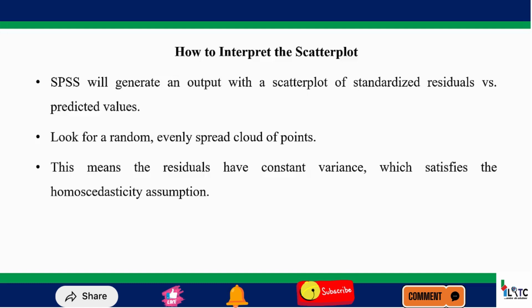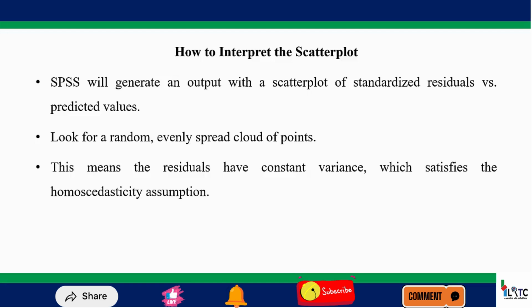You must just ensure that the points spread and it doesn't take any form. It doesn't take a funnel form. It doesn't look like a cluster of points, and it must not also look like a curve pattern. So you have to ensure that the points spread randomly. So when you have such a situation, then you can say that the residuals have constant variance, which satisfies the homoscedasticity assumption.